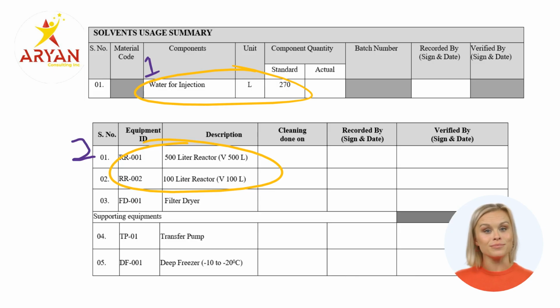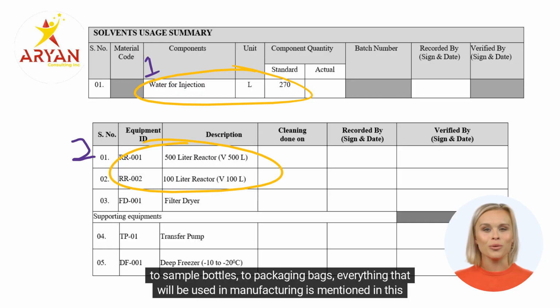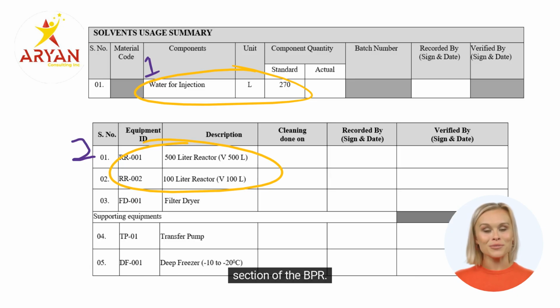Bill of material. Anything and everything from chemicals that are needed to make the drug, from formulation vessel to sample bottles to packaging bags, everything that will be used in manufacturing is mentioned in this section of the BPR. Great!